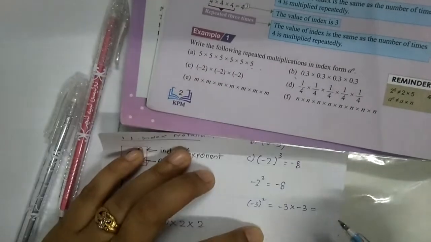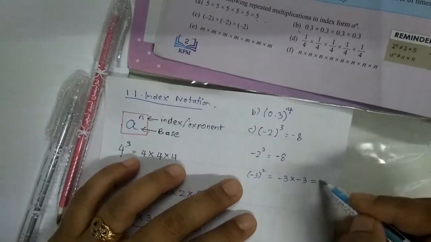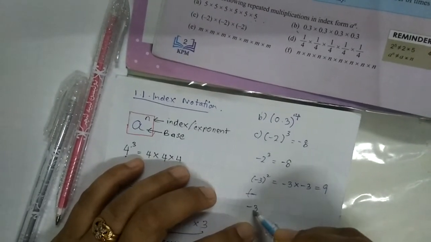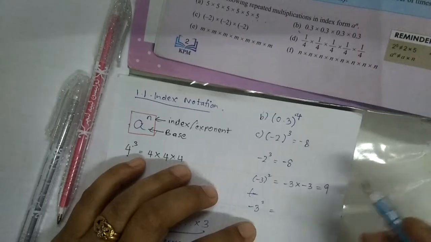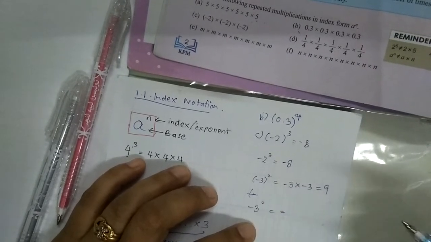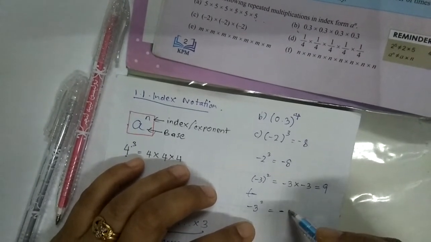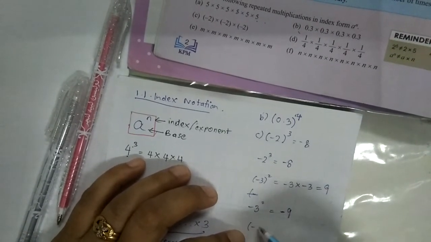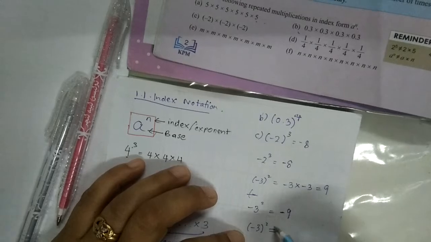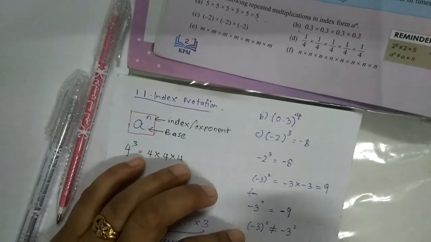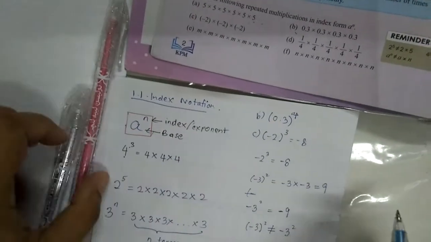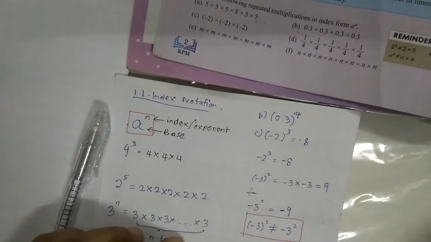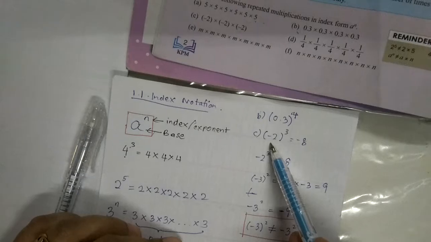And this is equal to 9. But if it is -3 to the power of 2 without the bracket, the answer will become negative, you write negative, and 3 to the power of 2 is 9. So this is not equal. (-3) to the power of 2 is not equal to -3 to the power of 2. Therefore, for a negative number, you need to write in brackets.